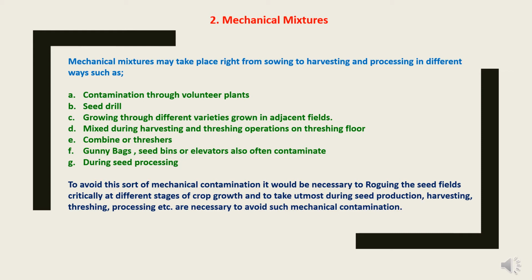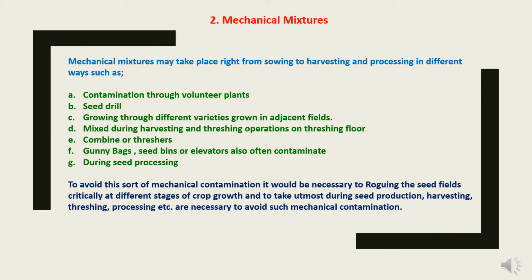Other sources are also there for contamination, like gunny bags, seed bins or elevators, because these are often the source of contamination. So if the gunny bags are old, previously used, they should be totally cleaned. Seed bins should be clearly checked. There should not be any presence of seed of earlier lots or other varieties, and elevators should be cleaned.